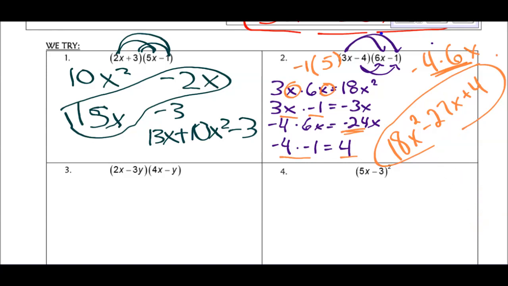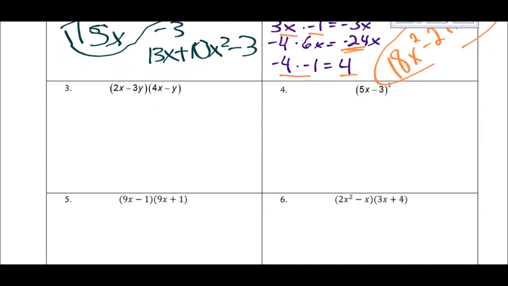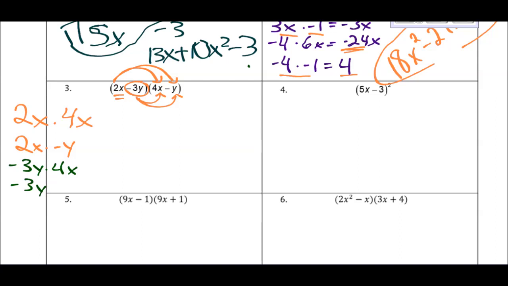Next one. We have x's and y's. It doesn't change the process at all. We're still just multiplying the first times the first, and the second one in the first thing times the first one in the second thing, and the second one in the second. So we have 2x times 4x, 2x times negative y, and then negative 3y also gets distributed into there. Negative 3y times 4x, and negative 3y times negative y. So it's the same setup right now. All I did was just FOIL. I did the first one times both of those. I didn't do it really in the right order, but I just did every combination.